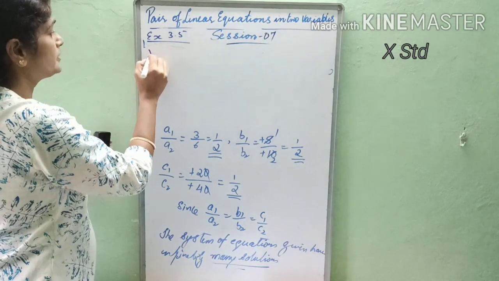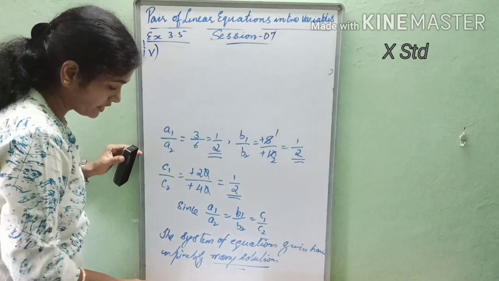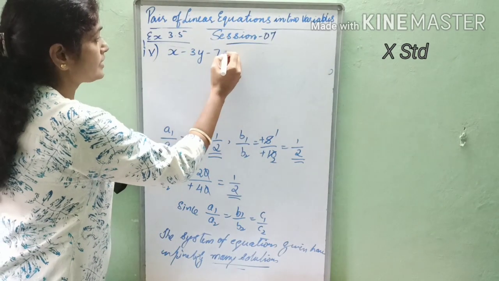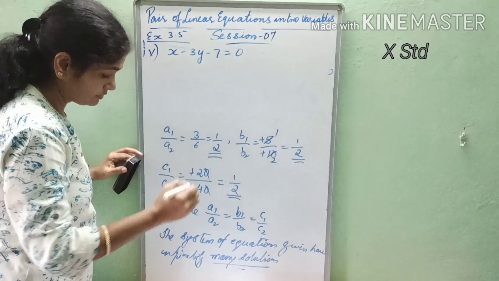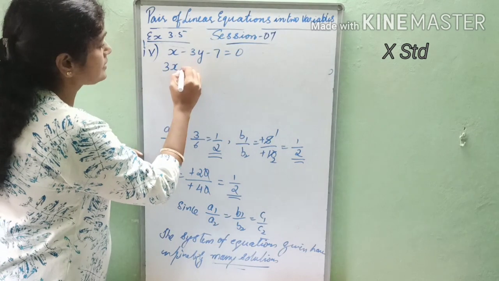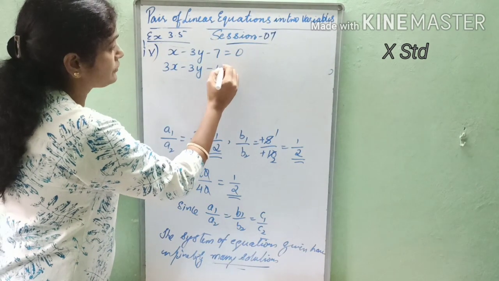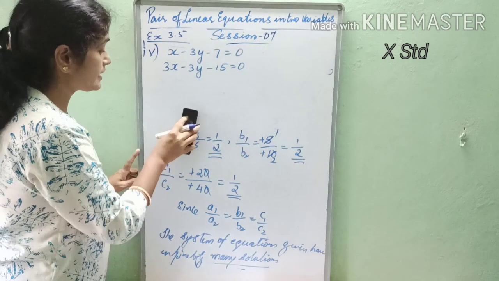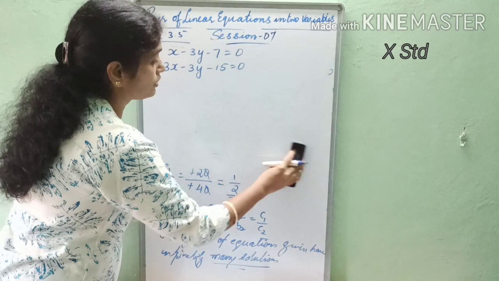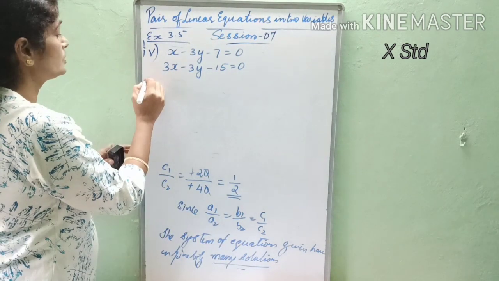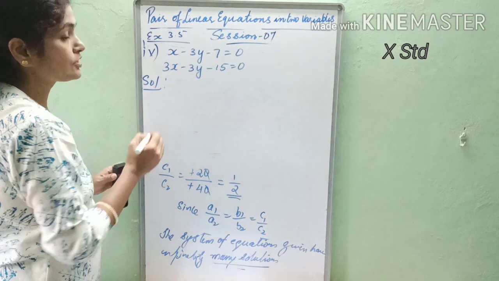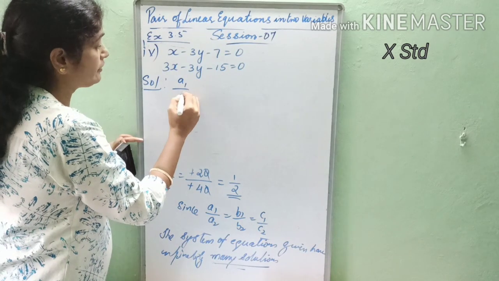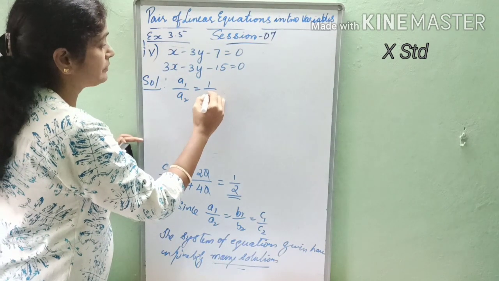Fourth bit of it. It says x minus 3y minus 7 equal to 0, then 3x minus 3y minus 15 equal to 0. Fine. Now check whether it is having unique solution or not. Find out the ratio of A1 by A2. A1 by A2 is equal to 1 by 3 here.